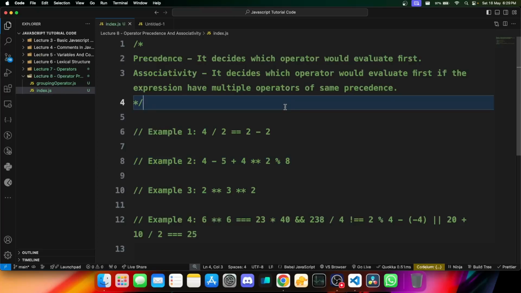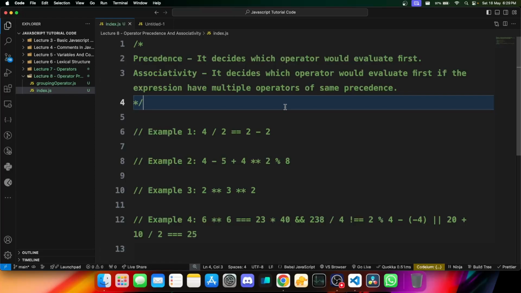In this video, we are going to talk about precedence and associativity in JavaScript. Now, precedence and associativity is a topic related to operators. So you should first watch that video if you have not watched that. But let's get started with this video.